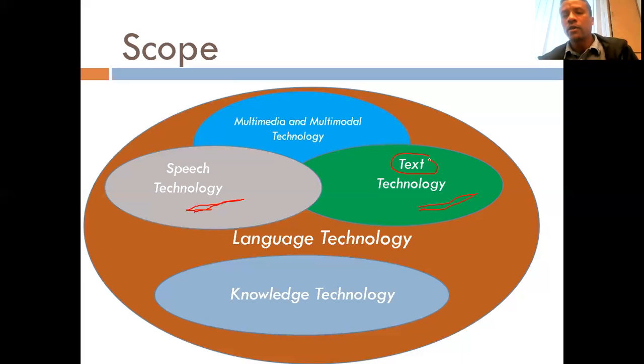So what we call text technology is a computational system dedicated to processing written text in a language. But sometimes you might find the two combined. In this case, we call it multimodal, or multimedia technology, that combines text, speech, as well as graphical representation. But all this, we call language technology.